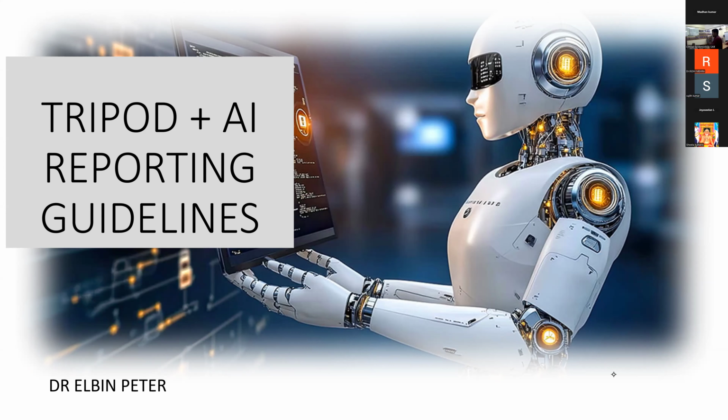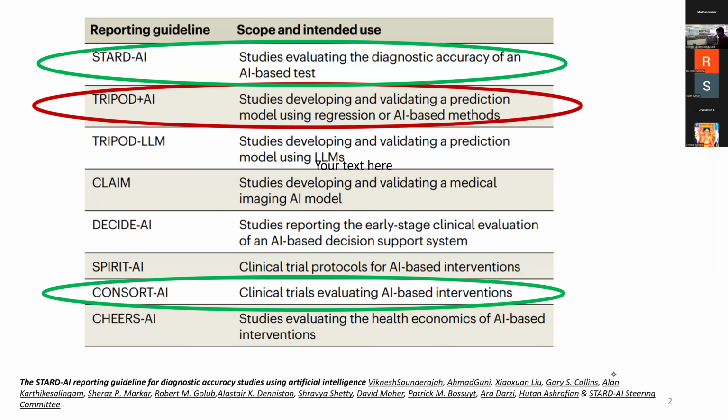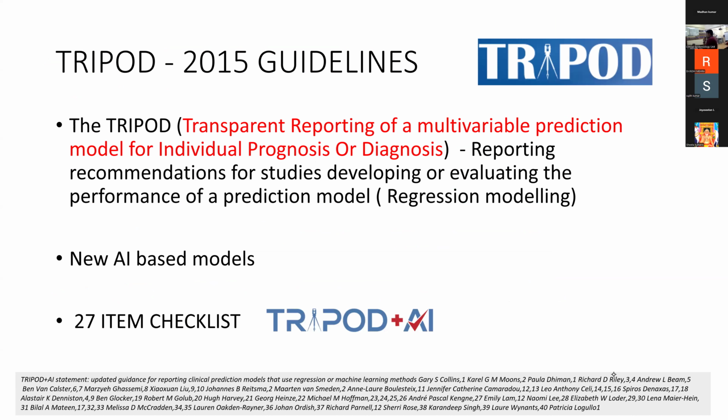Good morning, everyone. So today, as Sir mentioned, I'll be going on to the Tripod+Ai reporting guidelines. During the last few weeks, we had looked at multiple checklists which we can use when we do a study using an AI-based technique. So we had already covered Study AI and Consort AI. And today I'll be talking about Tripod+Ai, which deals with studies developing and validating a prediction model using regression or AI-based methods.